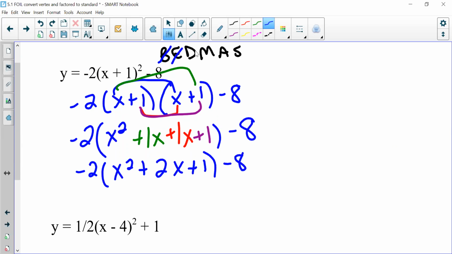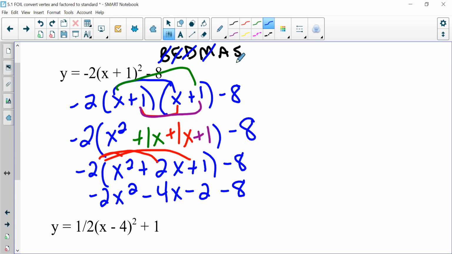Do I have any division in this question? No. Do I have multiplication? Yes, you do. Very good. So now I'm going to distribute the a value in. So what's -2 times x squared? Negative 2x squared. Very good. What's -2 times +2x? Negative 4x. Very, very good. -2 times +1? Negative 2. Very good. Now I have this 8 that I haven't done anything with yet.